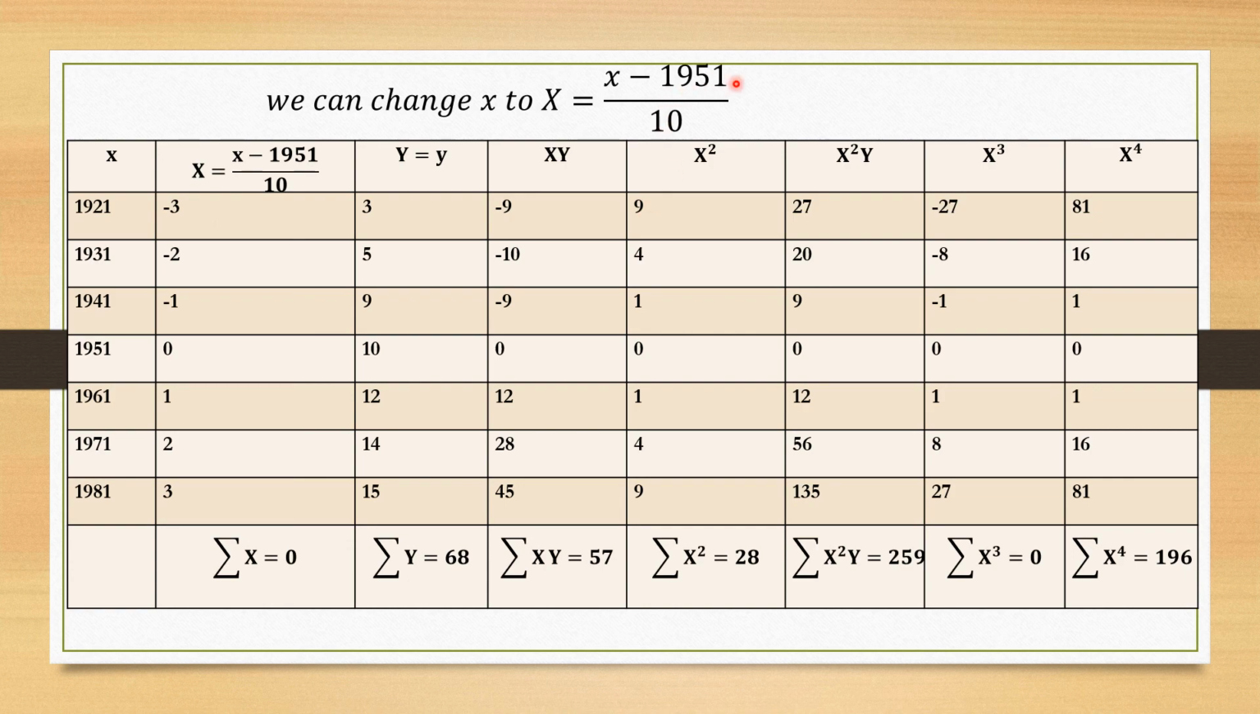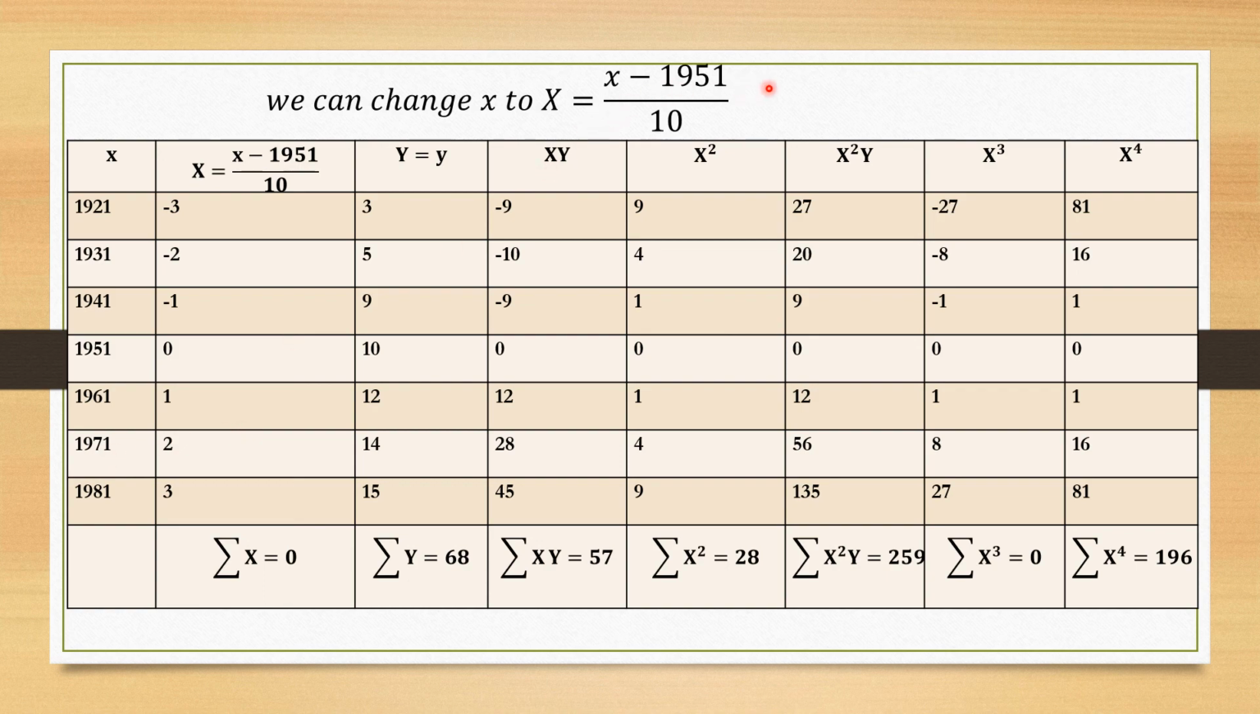1931 minus 1951. That comes out to be minus 20. So minus 20 divided by 10 is minus 2. 41 minus 51 is minus 10. So minus 10 upon minus 10 is minus 1. 1951 minus 1951, that comes out to be 0. 61 minus 51 is 10. 10 by 10 is 1.